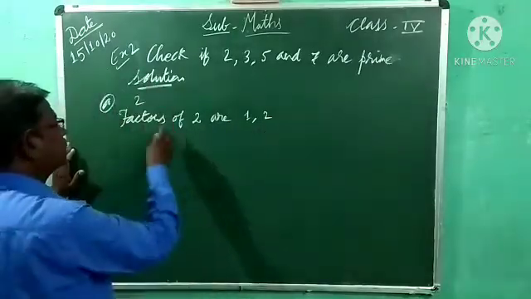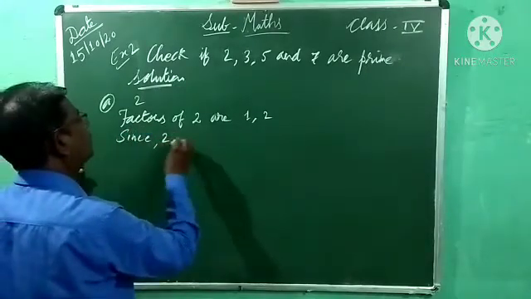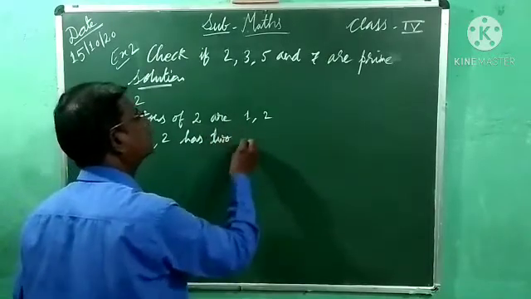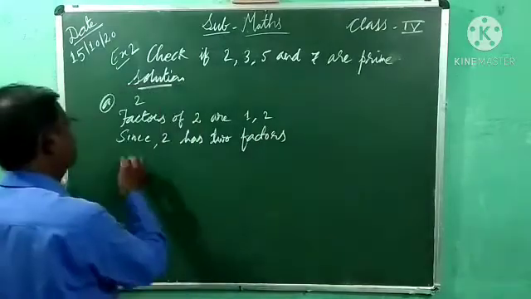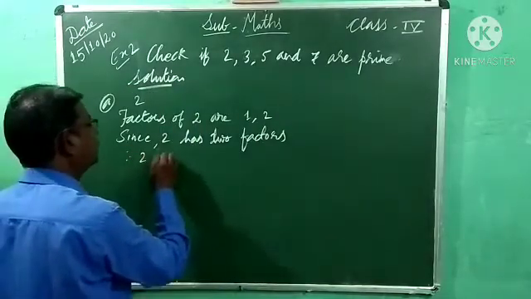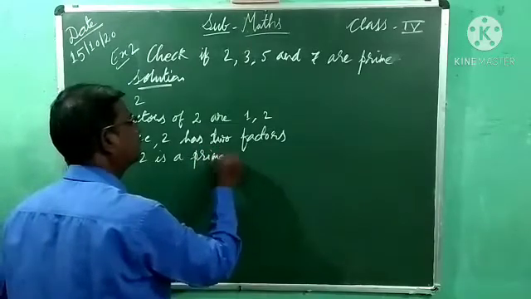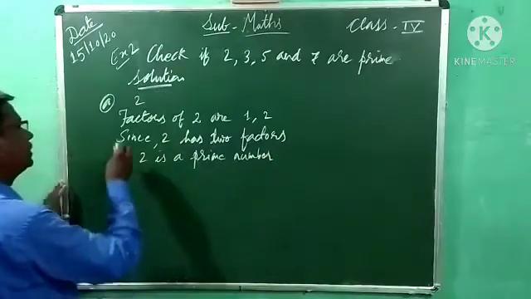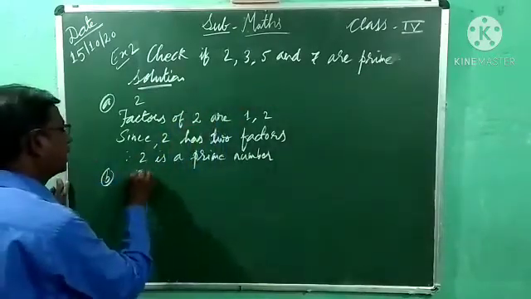Since 2 has 2 factors, therefore 2 is a prime number. 2 is a which number? Prime number. Understood? Like that only we have to write in the same way. Now next, B. Which number is given? 3. Factors of 3.